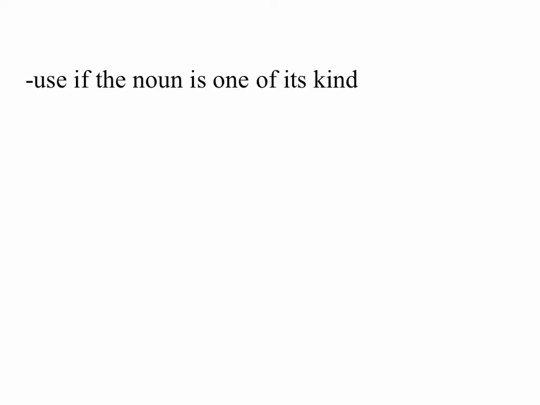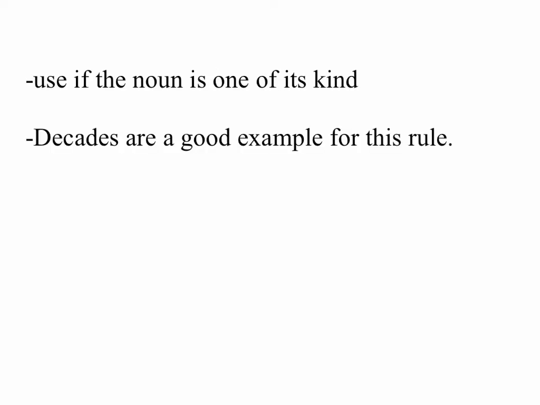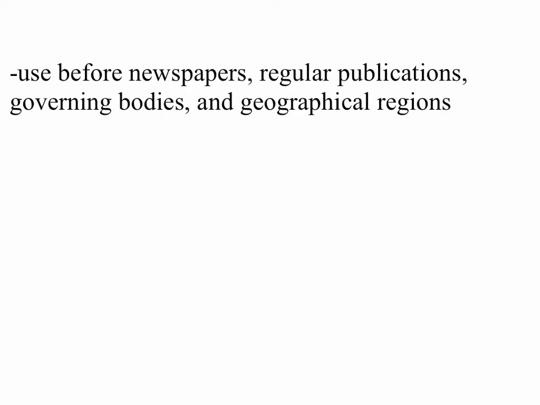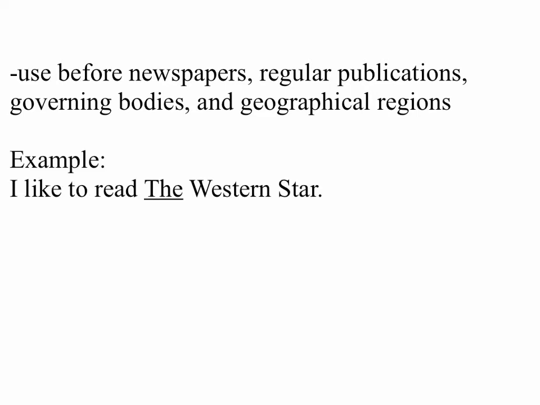You use the if the noun is one of its kind, and decades are a good example for this rule. That happened in the 1990s. You also use the definite article before newspapers, regular publications, governing bodies, and geographical regions. The local newspaper here is the Western Star. So you need the definite article. I like to read the Western Star.